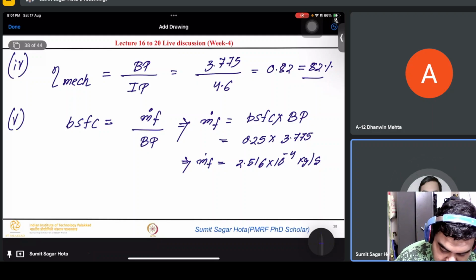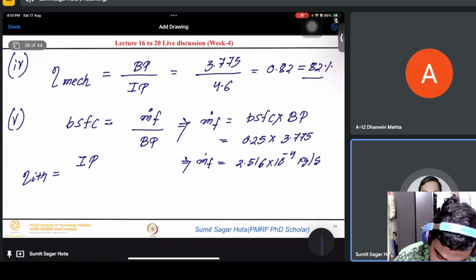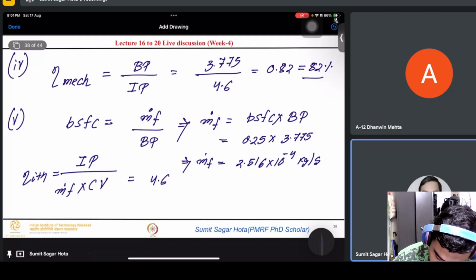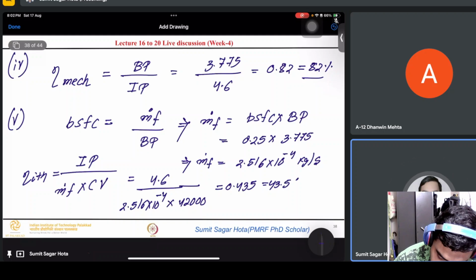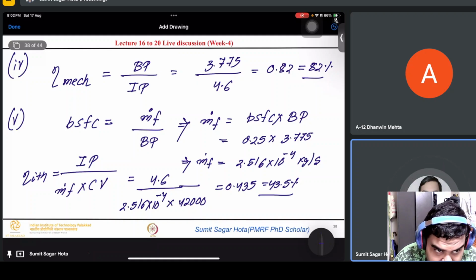Now we can calculate the indicated thermal efficiency, which is indicated power divided by m dot f into CV, calorific value. So it is equal to 4.6 divided by 2.516 into 10 to the power minus 4 into 42,000, which is 0.435, or 43.5%. So this is the answer.